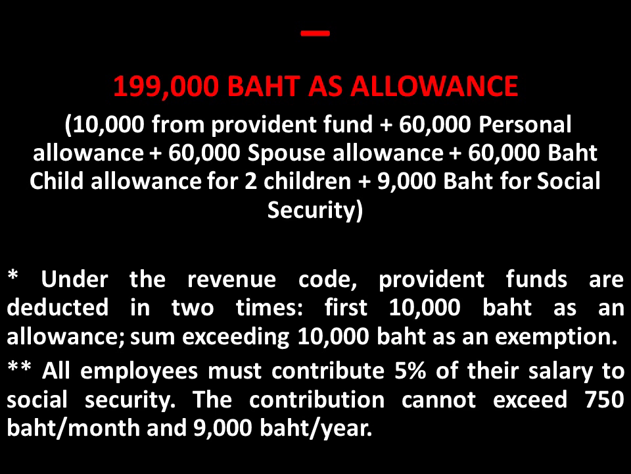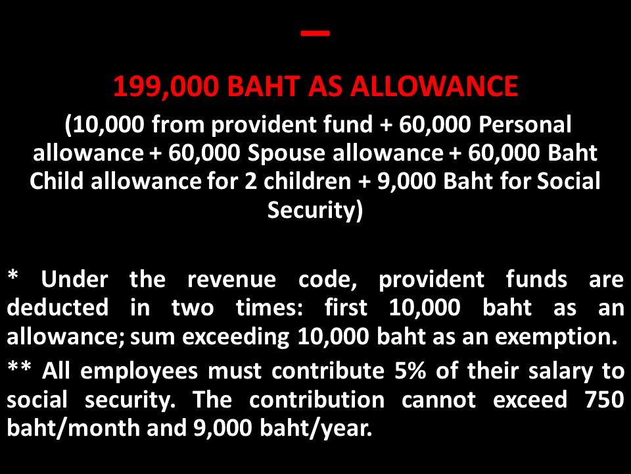You remember, I told you before that for the Provident Fund, you need to calculate the amount of money that you pay for Provident Funds in two blocks. The part exceeding 10,000 baht was calculated before as an exemption. The first 10,000 baht are calculated as an allowance.